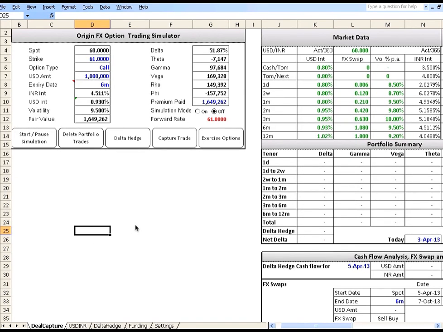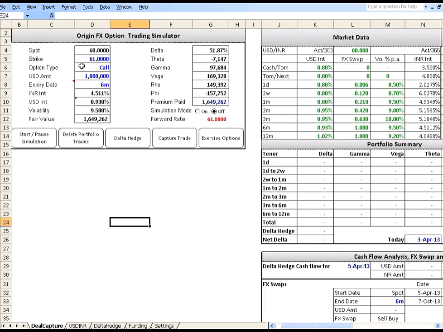Let's first look at the deal capture sheet. The deal capture area is in the left-hand top corner. The look and feel of this area is very similar to the Origin FX simulator you may have used. Let's go through the deal capture area very quickly.